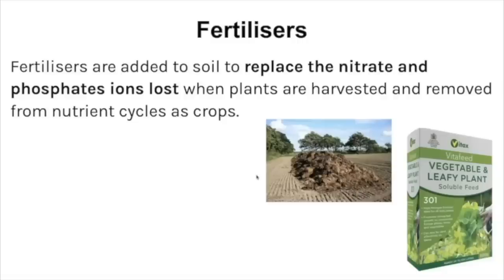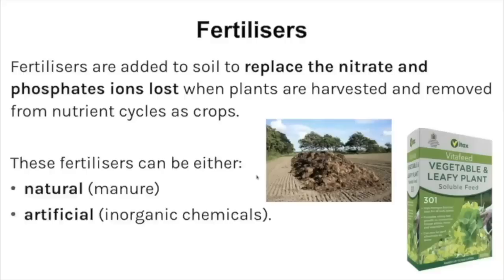If we just look at fertilizers a little bit further, we said that they can be added to the soil. The reason for that is when crops are harvested, you're removing the plants, and that is therefore removing one of the stores of nitrate or phosphate ions. So it's going to be taken out of the nutrient cycle. And if you continue to do that, eventually you'll have plants and soil which are mineral deficient. So you have to add either natural or artificial fertilizers to replace the minerals and the nutrients that are being removed when you harvest crops.